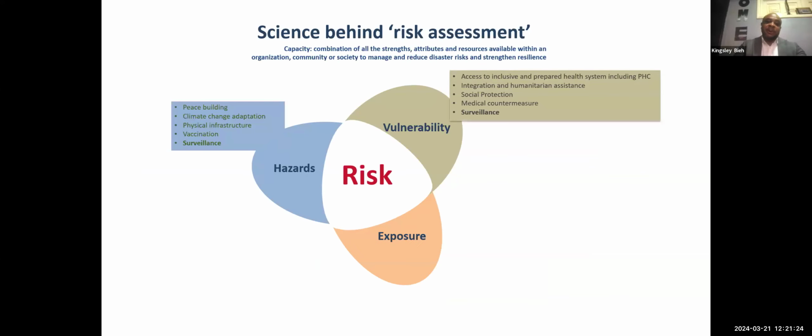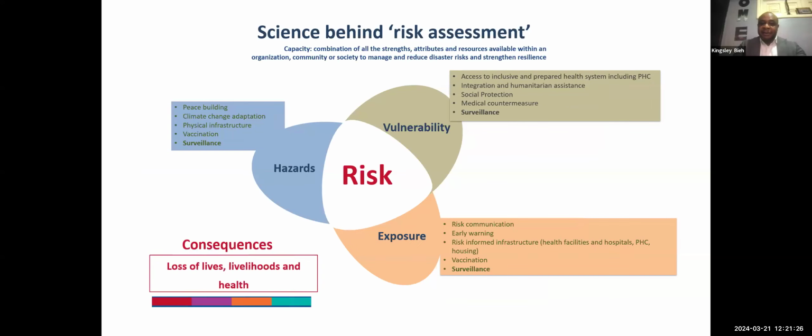So the last piece of the puzzle is capacity. When we develop our capacity, we bring down the risk. So capacity is a combination of the strengths, attributes, and resources available within that system to help reduce risk and strengthen your resilience. So we also have some examples of capacities that we have highlighted here.